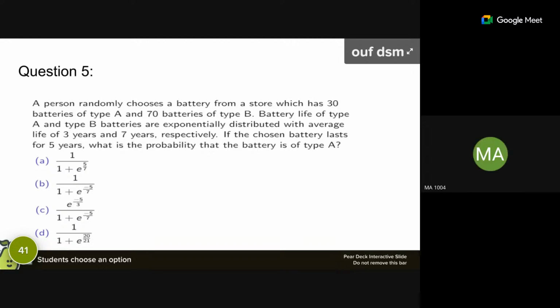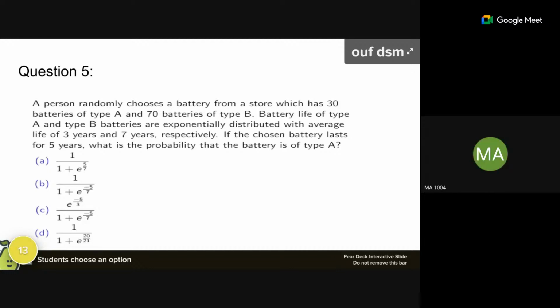Is it a half-half Bernoulli? No, ma'am. Type A has 0.3 and type B has 0.7 probability. Is it binomial? In binomial we have n items and we pick some p items, right? That's binomial. So it's not uniform, it's not binomial. Then what? Bernoulli, exponential? It's Bernoulli.